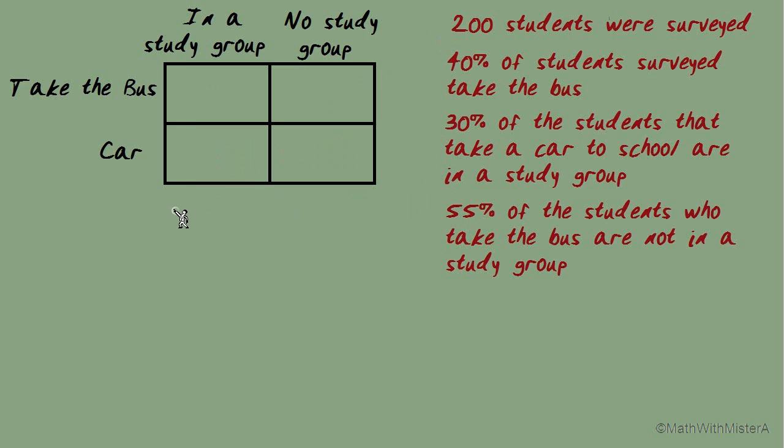And the context is a study at a community college to see among students who take the bus or who take the car, whether one group is more likely or not to be in a study group with their classmates outside of class. So we know that there were 200 students total surveyed.